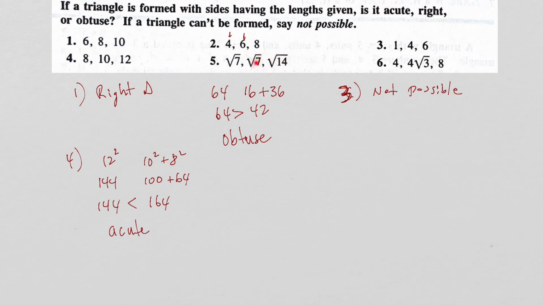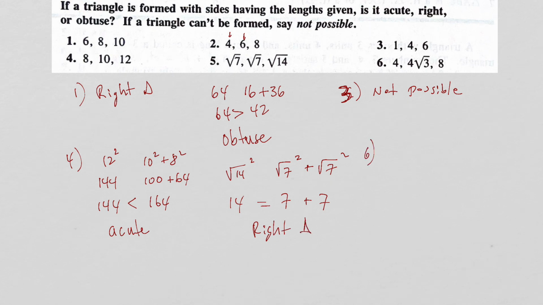This is bigger than root 7, so this is our C. So root 14 squared, root 7 squared, root 7 squared. So 14, this is 7, and 7, these are equal. So this is a right triangle.